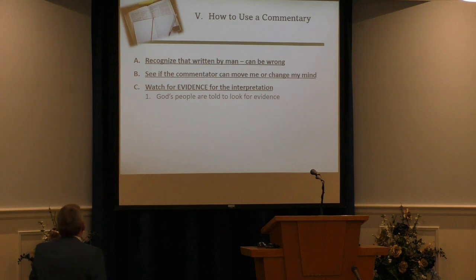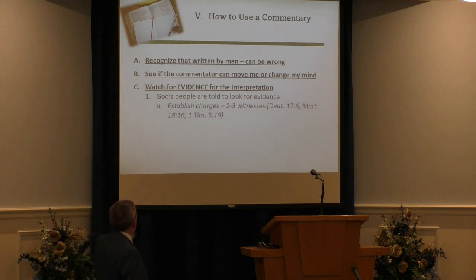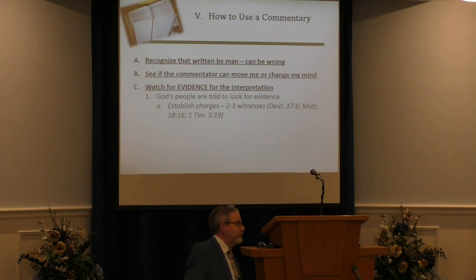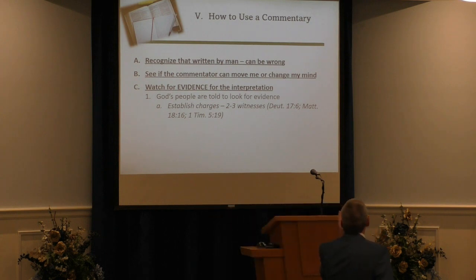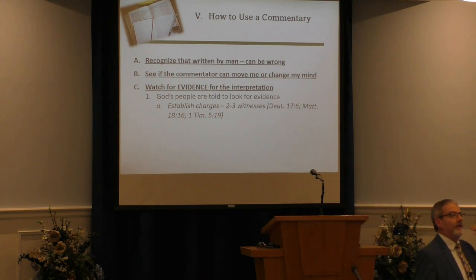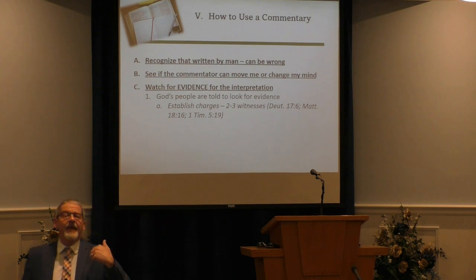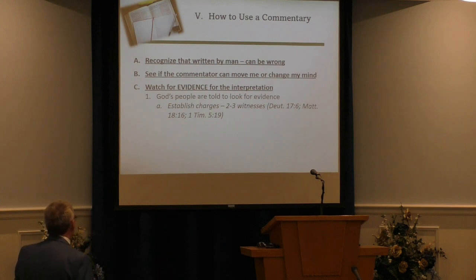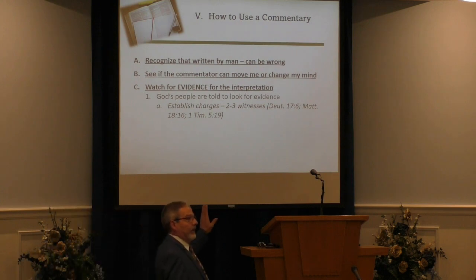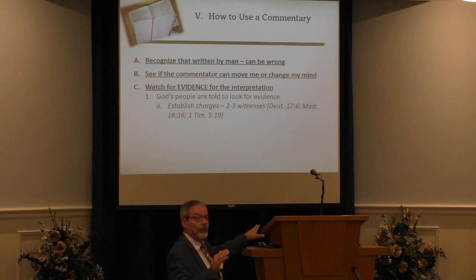All right? God's people always are told to look for evidence. I'm going to drive that point home. What's the point of Deuteronomy 17:6, Matthew 18:16, 1 Timothy 5:19? Let's take 1 Timothy 5:19. That an accusation of an elder is not to be established except before two to three witnesses. And the one was not to be put to death except on the testimony of two to three witnesses, Deuteronomy chapter 17. You're not to withdraw from someone or make charges unless it's established, Matthew 18, by two or three witnesses.